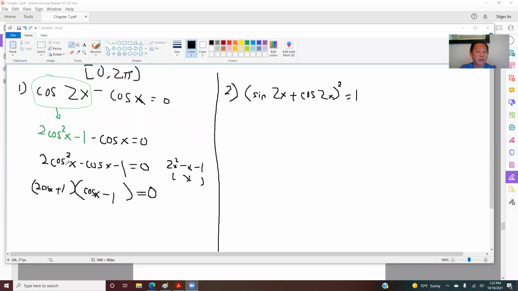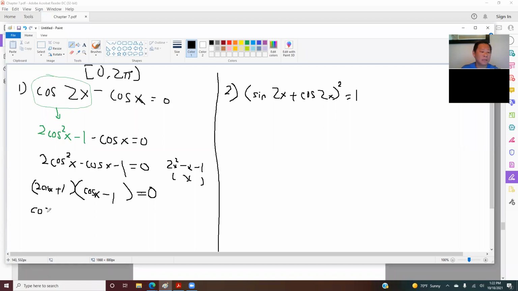All right, the factoring for 2 cosine square x minus cosine x minus 1 is 2 cosine x plus 1 and cosine x minus 1. So this is the correct factor for this. And you have to make them equal to 0. So what you get is cosine x in this case is -1/2, and cosine x in this case is 1.